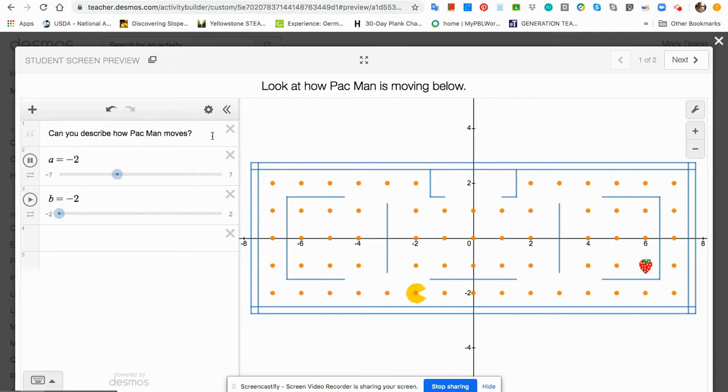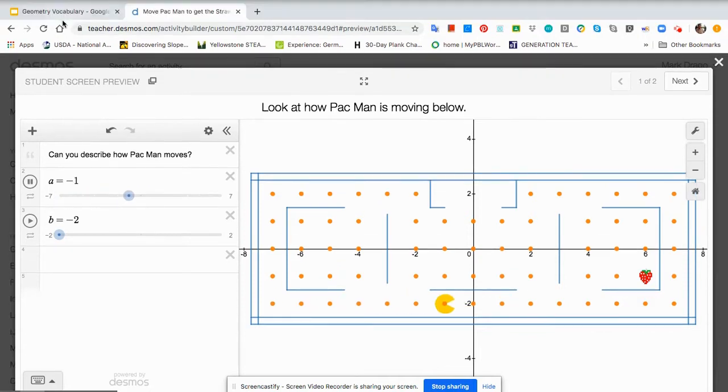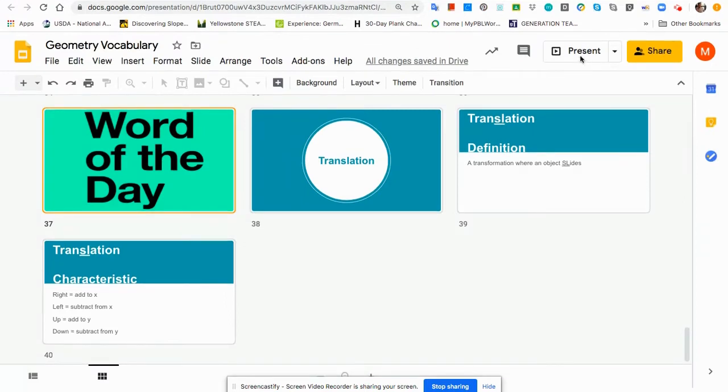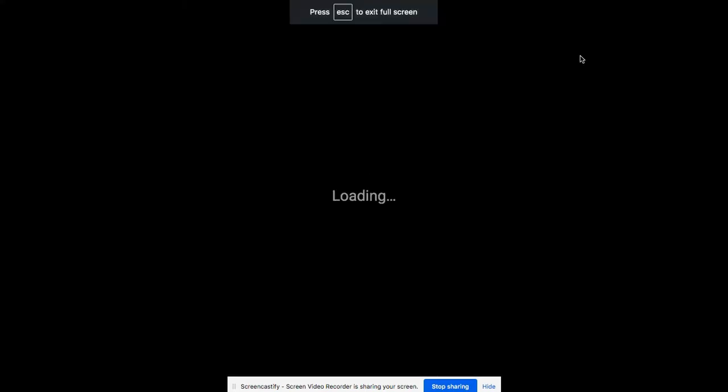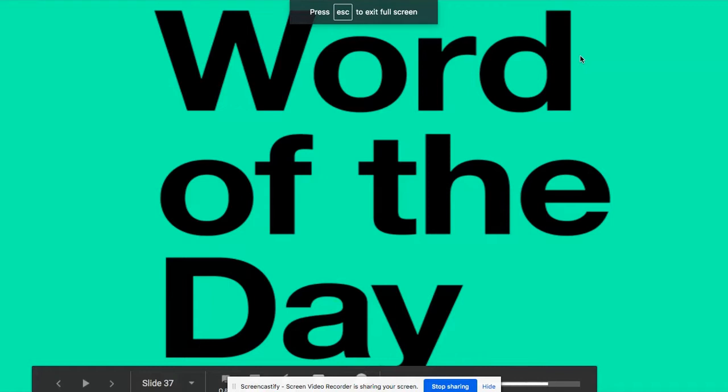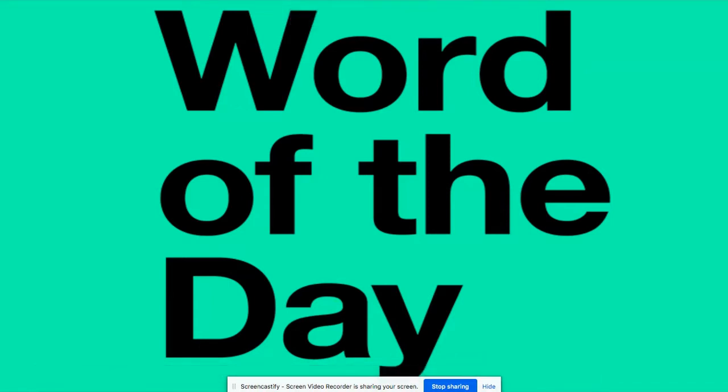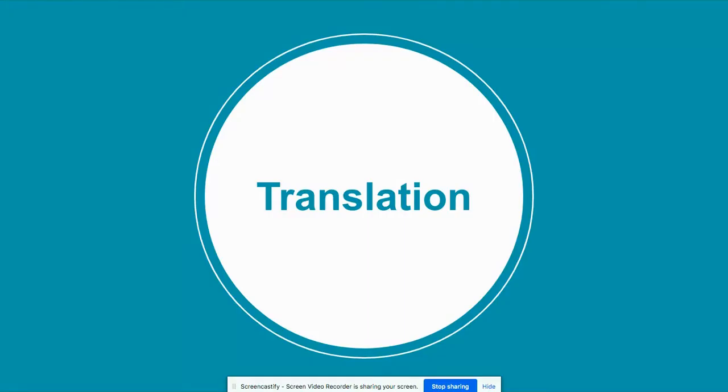Right? There's actually some math vocabulary here that we can use to describe the movement of Pac-Man. And so, we're going to have a word of the day. And I'm going to do the chant. Word of the day. Word of the day. So you can take out a sheet of paper and write down this word of the day. And the word of the day is translation. This is a math word that we can use to describe how Pac-Man was moving.